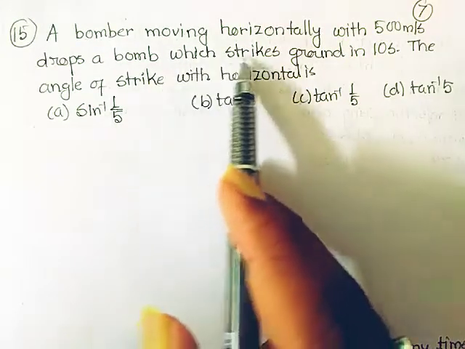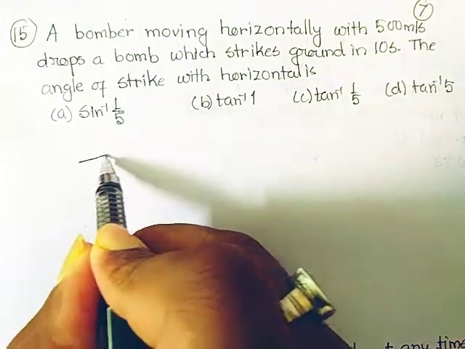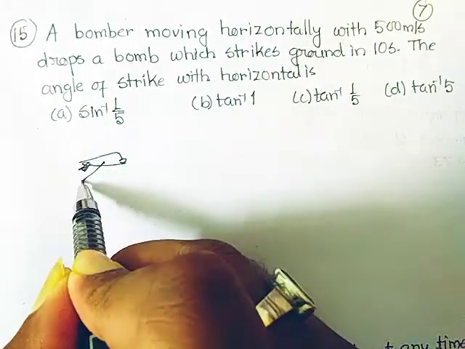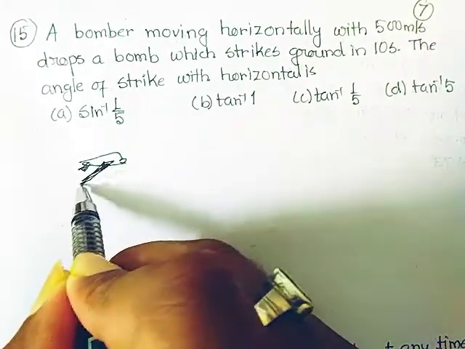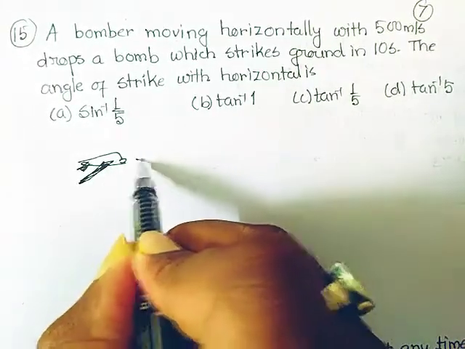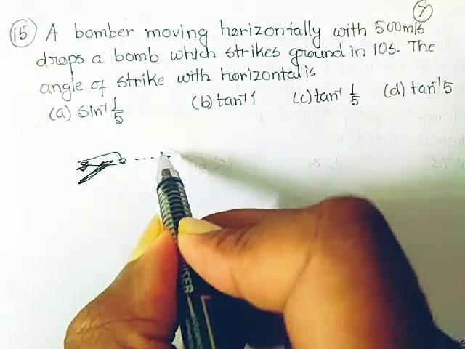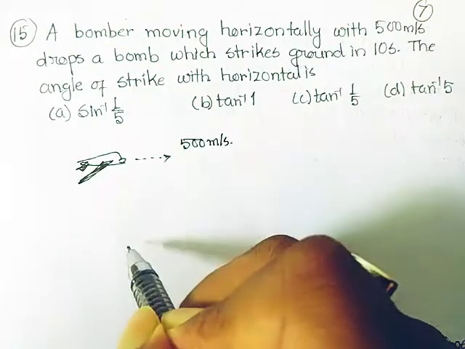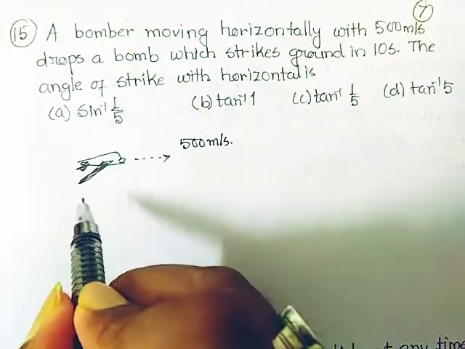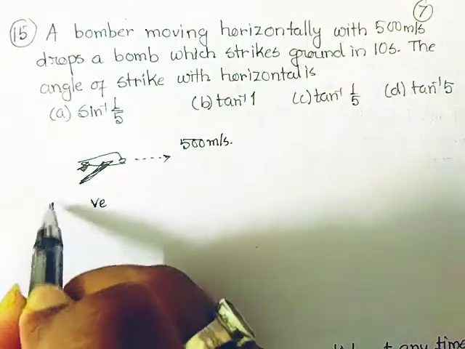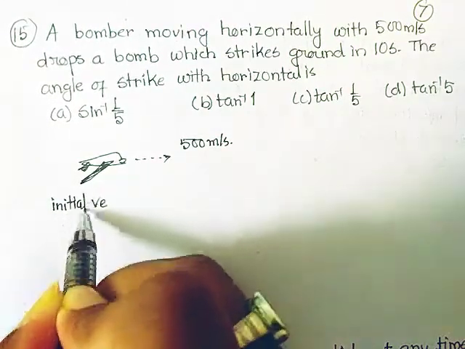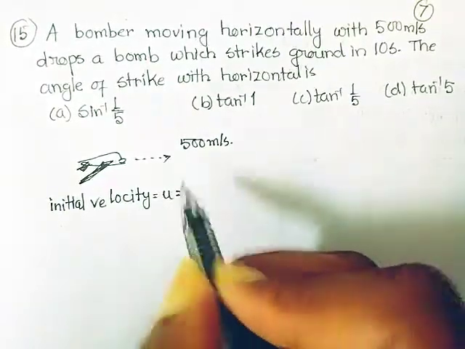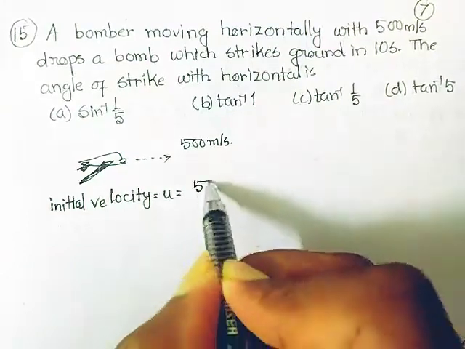A bomber moving horizontally. So let us take, this is the bomber, a plane. It is moving horizontally in this direction, and its velocity is 500 meter per second. Now it drops a bomb. So the initial velocity of the bomb is the same as that of the bomber plane, that is 500 meter per second.